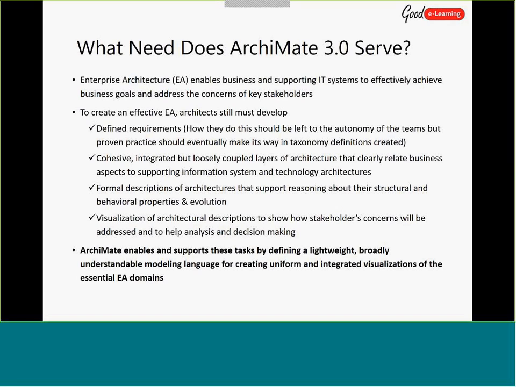And again, we'll highlight through the webinar how 3.0 has built upon its previous iterations to help architects do that communication as well. And ArchiMate is also supporting these tasks by defining a lightweight, broadly understandable model language for creating uniform and integrated visualizations of the essential EA domains.